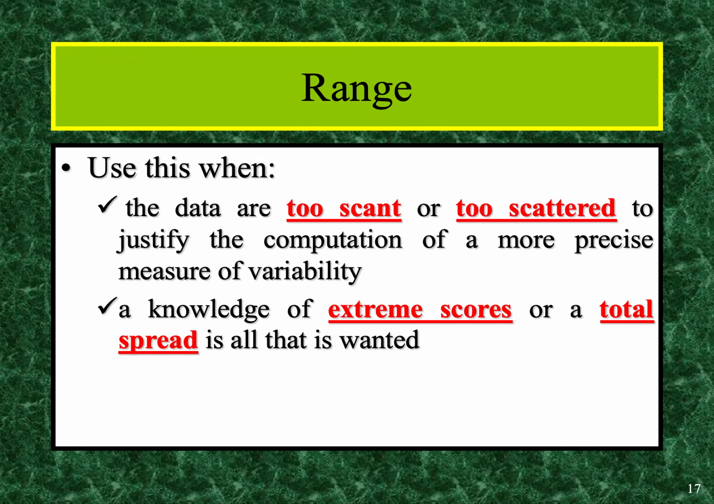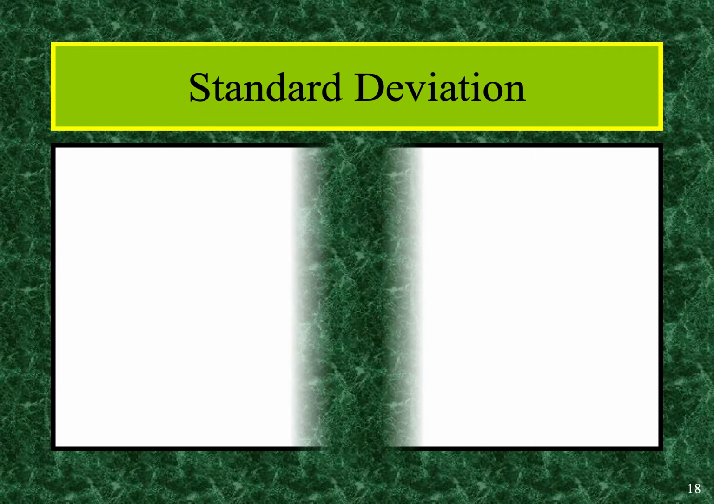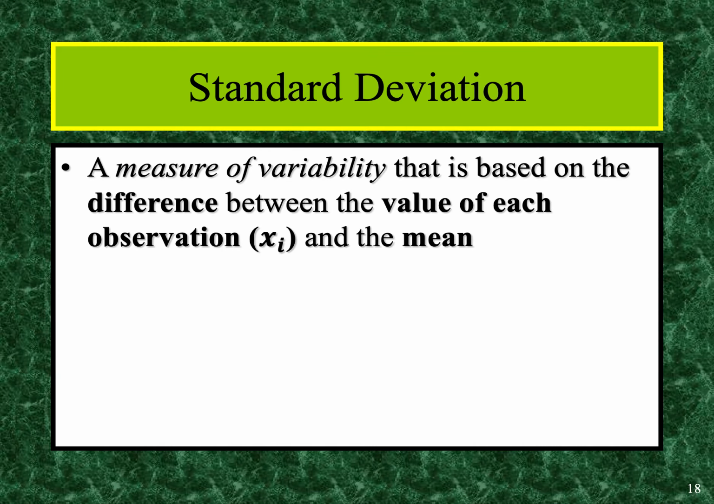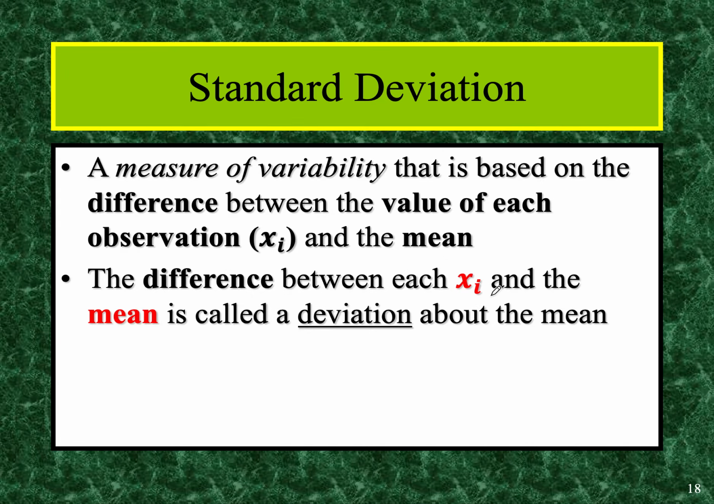So we need a stronger measure, and that stronger measure is what we call the standard deviation. It is the measure of variability that is based on the difference between the value of each observation and their mean. So that's the essence of the standard deviation. The difference between each value, x of i, and the mean is called a deviation about the mean.